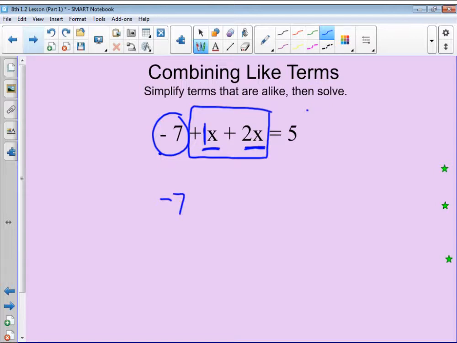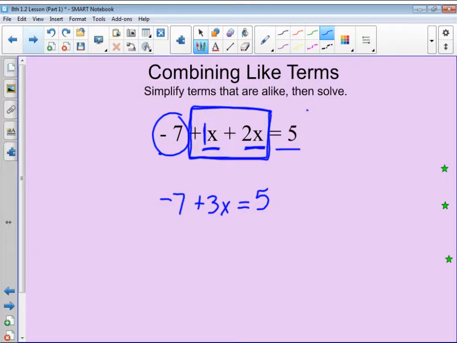Now, when I look at what I have in a box here, I have a positive 1x and a positive 2x. So 1x plus 2x, what's 1 plus 2? It's 3, right? So I have to remember that that's positive 3x equals 5. So I finished writing out the rest of this. Okay, so they're adding a step. They're now putting that combining of like terms in here.